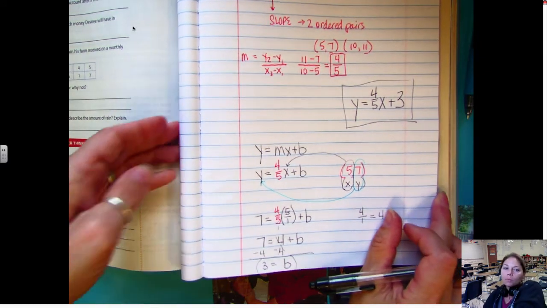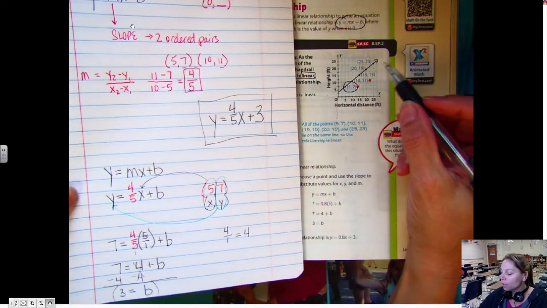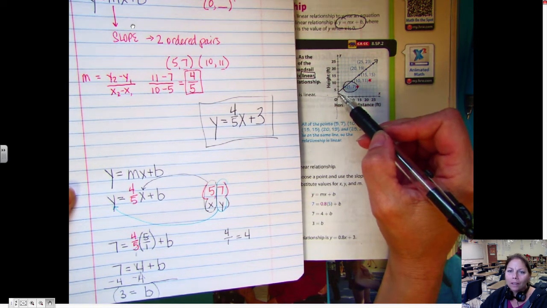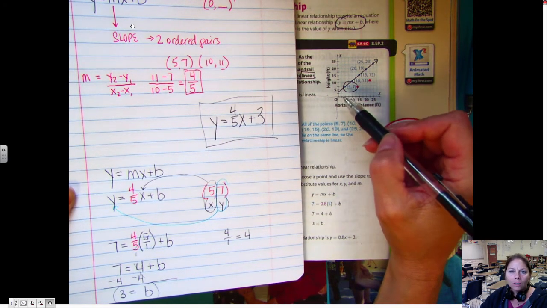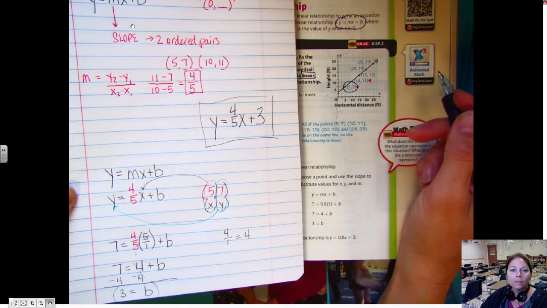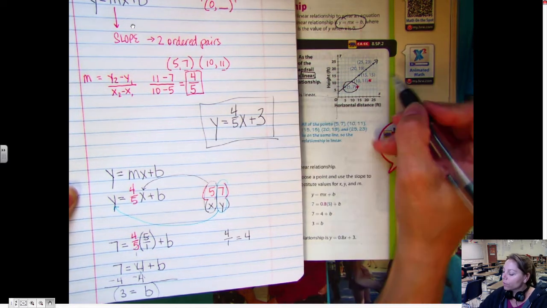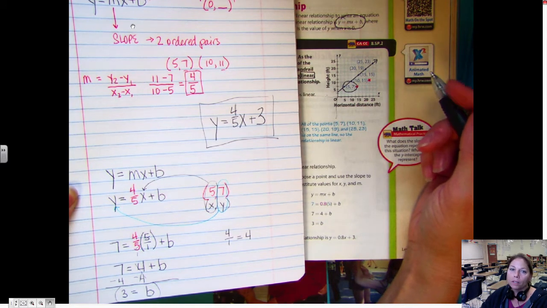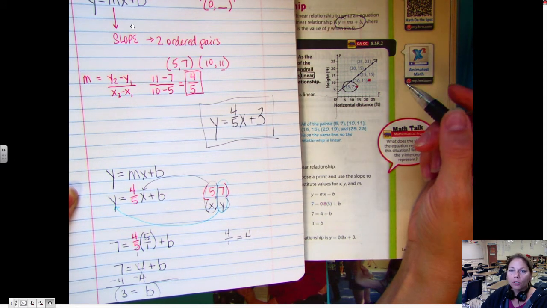Now the reason that I think that's pretty interesting is because if you check this comparatively to where I've graphed it, you can see that it doesn't necessarily look like it's at 3 exactly. So it's not something I could have just guessed. So this is the equation of this line. And there is another way to check it to make sure that I've done it properly. And I'm just going to show you this one time to make sure you know how to do it.